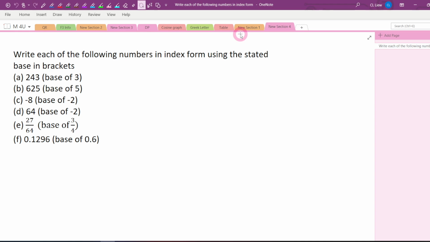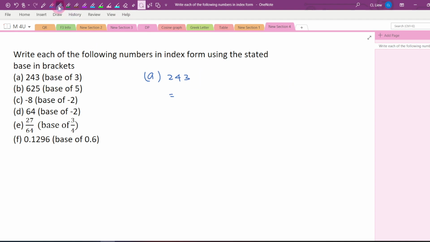Now let's try this question. We want to write each of the following numbers in index form or index notation using the stated base in the bracket. Okay, now 243. We want to write this 243 in index notation. Index notation is this, right? Okay, and we need to use a base of 3. So what should we do?